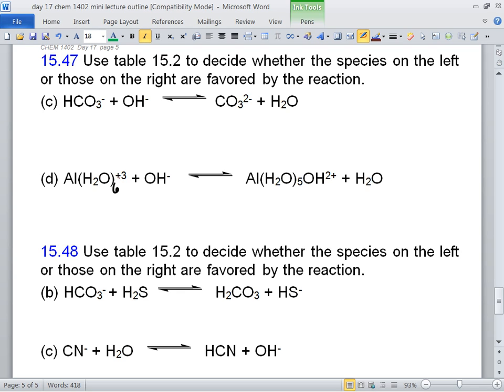All right. Use table 15.2. That's that table of all the strengths. Decide whether the species on the left or those on the right are favored by the reaction. So that's the same idea as drawing that arrow towards reactants or products. You have to determine which side is going to be dominant at equilibrium. Will you have more reactants or more products? So you need to identify what's acting like an acid on both sides and compare their strengths.